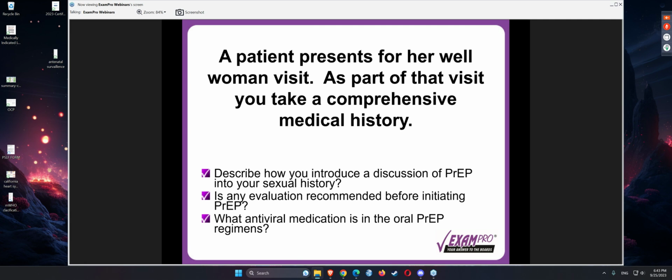So I'm going to go back here for a second. Regarding evaluation prior to initiating PrEP, generally speaking, you want to definitely test for HIV before you initiate PrEP, because obviously PrEP is intended for somebody who does not already have HIV. You mentioned STI testing. I think that would be very reasonable, because if we're talking about initiating PrEP, now I want to differentiate something here.